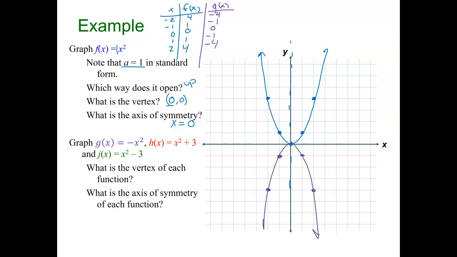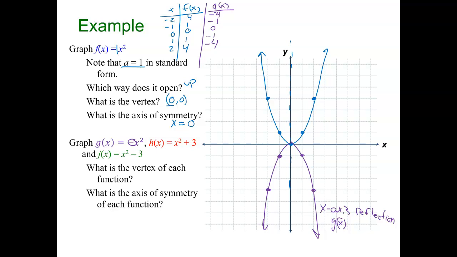What happened to my graph? I flipped it. Now it's opening down. We call that an x-axis reflection. Okay? That is g of x. What caused that is the negative sign. That negative on the leading coefficient gave me an x-axis reflection. It flipped my graph upside down.